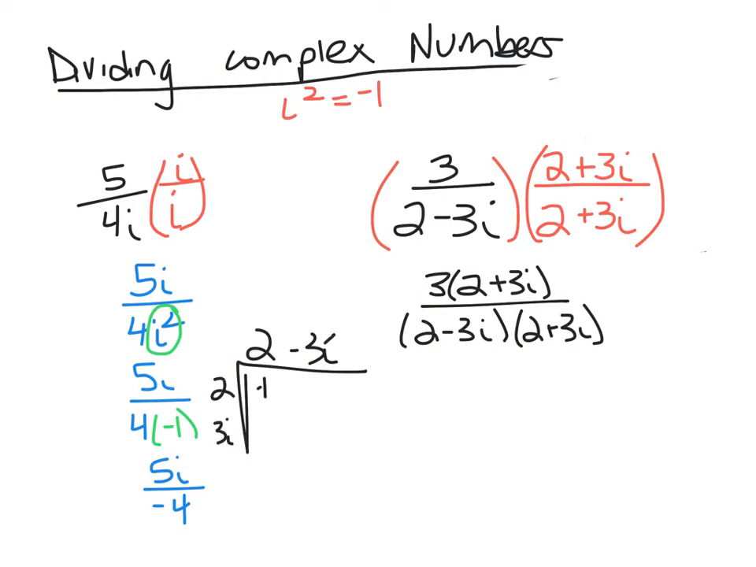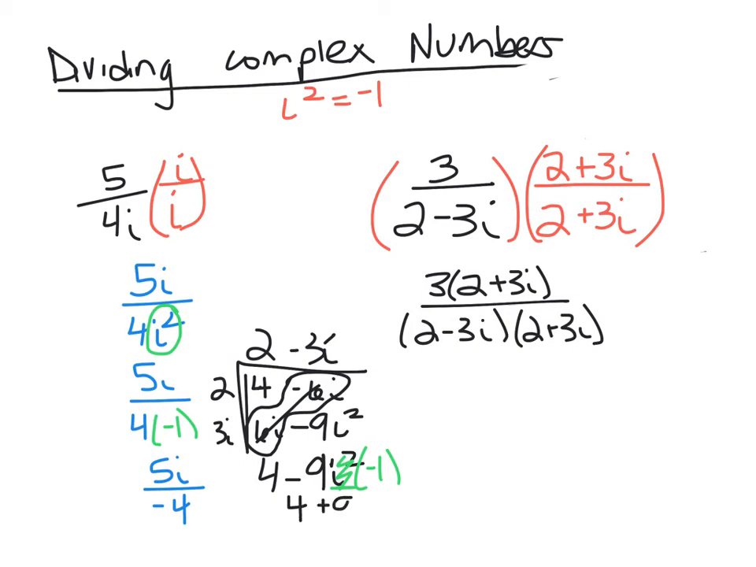So I have 4, -6i, +6i, and -9i squared. Well, what happens with those middle terms? Guess what? They cancel, because essentially what we did is write a factored form of a difference of squares. Well, what is i squared equal to? i squared is equal to -1, so I'm just going to cross that out, and that's going to make this 4 plus 9. So my denominator is going to be 13. So all that mess simplified down to 13 just by multiplying by the conjugate.